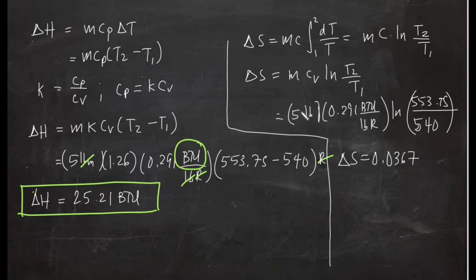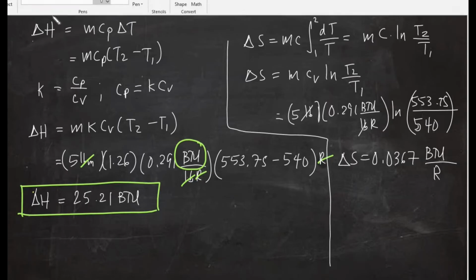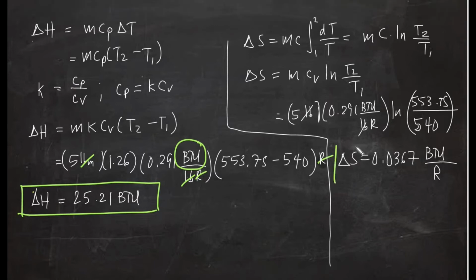So the unit here, we cancel out pound mass. So the unit for delta S, or the change in entropy, is equal to 0.0367 BTU per Rankine. So that is the unit, BTU per Rankine. Okay.